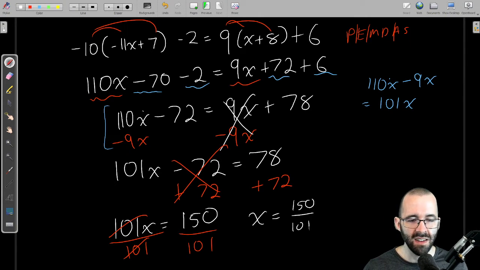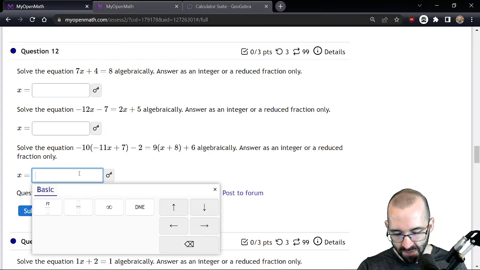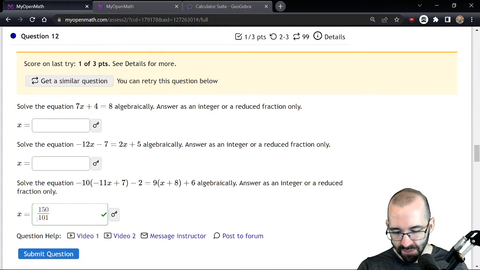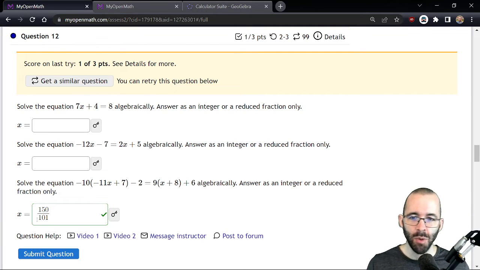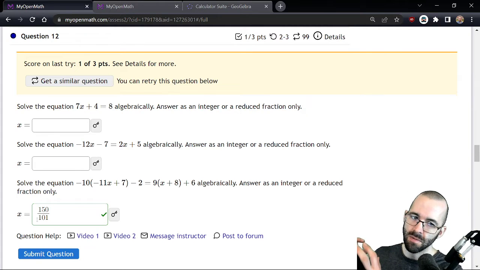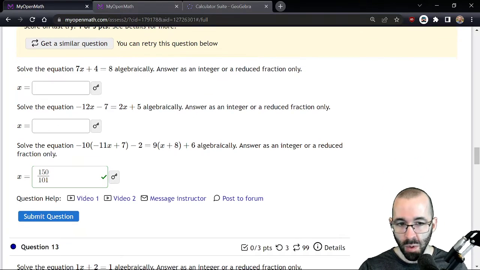Is 101 prime? 150 is 3 times 5 times 2 times 5. Well, this doesn't have 3, 2, or 5 as a factor, so it doesn't simplify. 150 divided by 101. This is a reduced fraction. How'd we do? Whew. Good. Watch out for negatives. Simplify both sides first. And then slowly but surely try getting all the variable to one side and all the numbers to the other. Let's look at some inequalities or inequations.